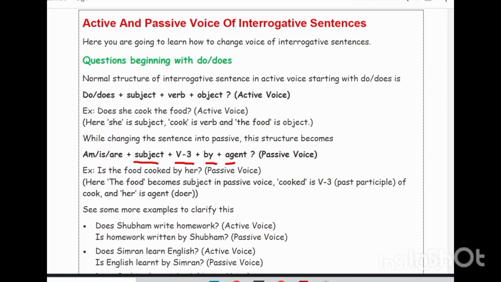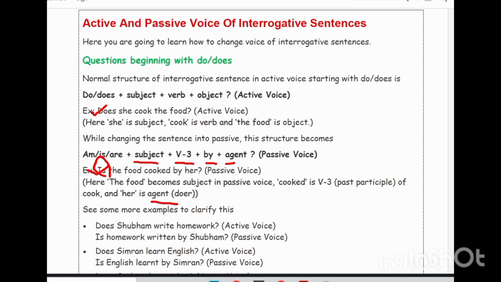Passive voice. Does she cook the food? The interrogative of this sentence is this one. This is with does, and here we used it with is. So, is the food cooked by her? Passive voice. Here the food becomes the subject in passive voice. Cooked is the third form of verb, the past participle of cook, and her is the agent, or we can say the doer, or the subject. It is used as the receiver.